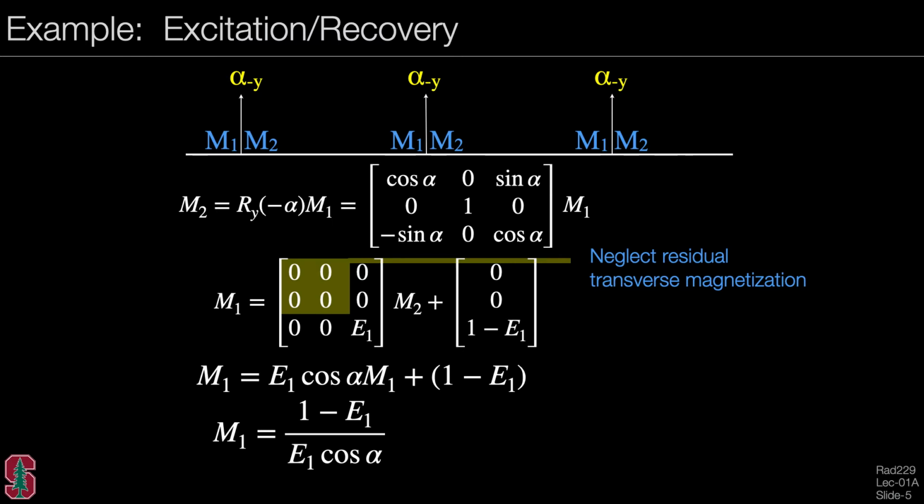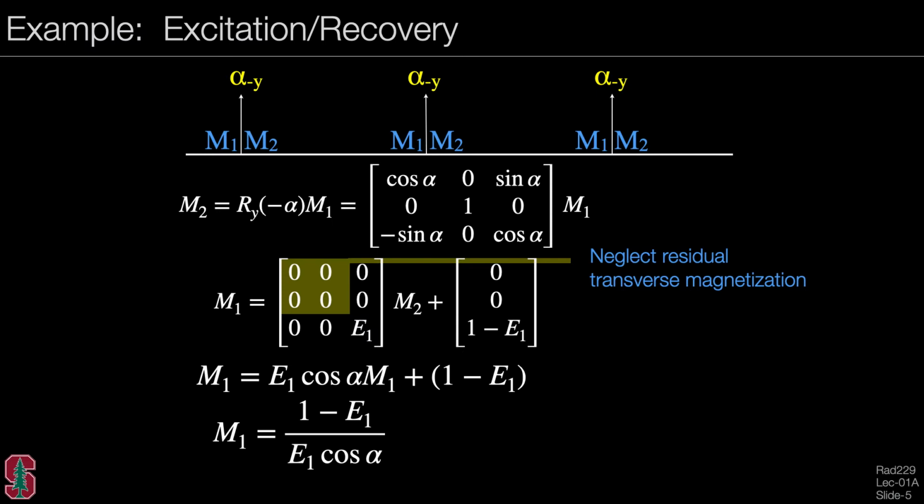So let's start with a very simple example. This is an excitation recovery sequence where we rotate by a flip angle of alpha about the negative y-axis. In this example, which you have probably seen before, we will also neglect the transverse magnetization immediately before a radio frequency pulse. We can write the magnetization preceding the RF pulse as M1 and the magnetization following the pulse as M2. If we do this, we can easily see that M2 is simply a rotation applied to M1, as shown in the top line.